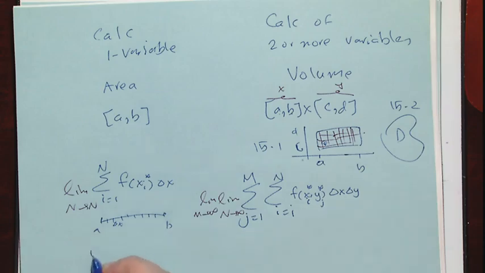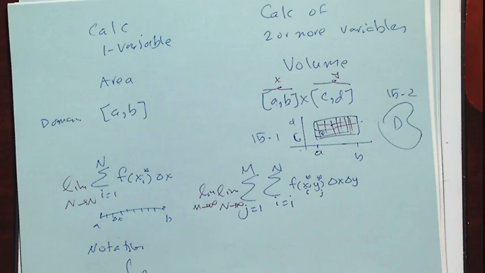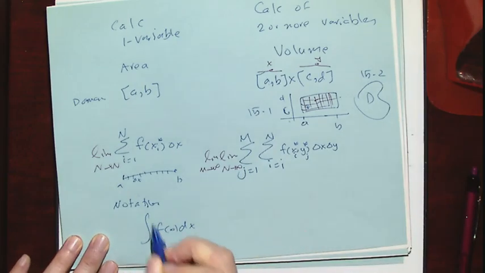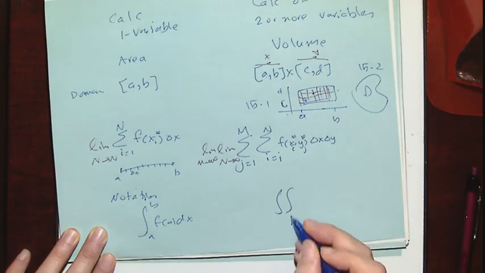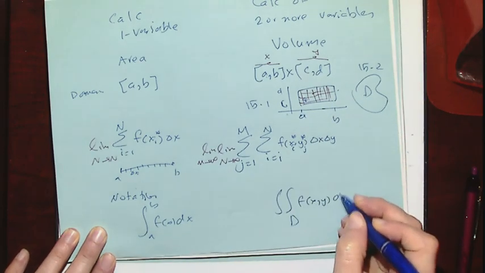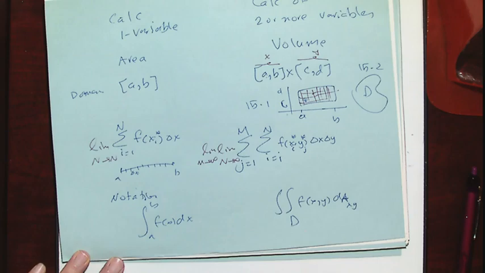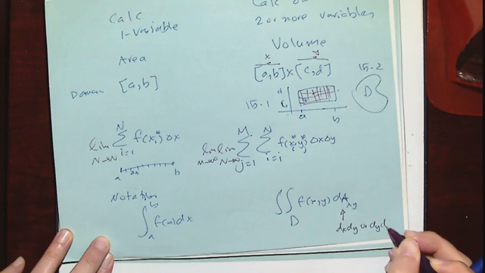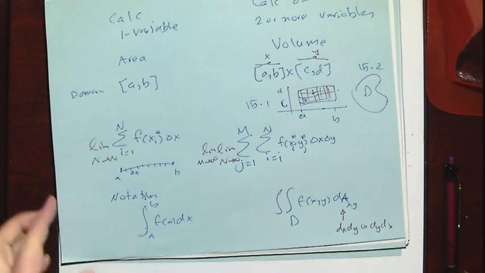Now, notation. This part was the domain. That meant the notation here was f of x dx. Can you guys see this? From a to b. Here you will have a double integral over region D, could be rectangular or not, of f of x and y dA. dA, we will learn very quickly, is either dx dy or dy dx in this course. Fair game? So that's a double integral, that's a single integral, and the story goes on.